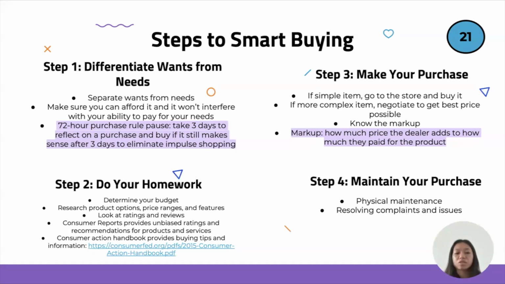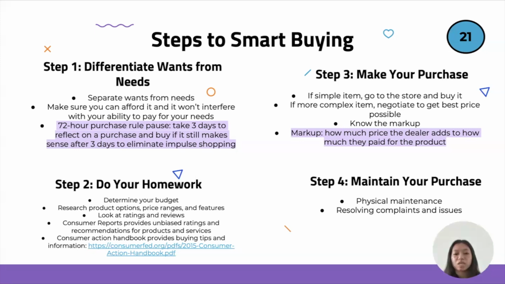Step 2, do your homework. Determine your budget. Research product options, price ranges, and features. Look at ratings and reviews. Consumer Reports provides unbiased ratings and recommendations for products and services. The Consumer Action Handbook provides tips and information. Step 3, make your purchase. If it's a simple item, go to the store and buy it. If it's a more complex item, negotiate to get the best price possible and know the markup, which is how much price the dealer adds to how much they paid for the product.